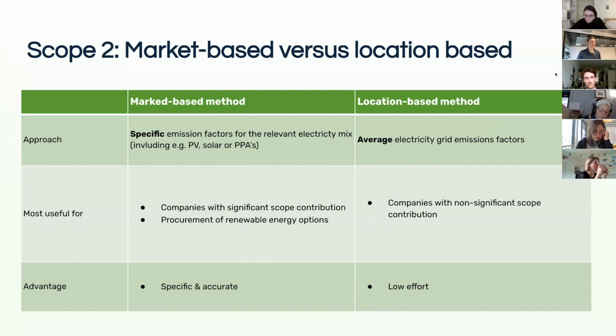If that's not at all relevant to you, you would typically use the location-based approach, which is much less effort to do. And then you would use an average electricity grid emission factor, and then you just need to know the number of kilowatt hours that you procure, and you will have your emissions. Next slide, please.